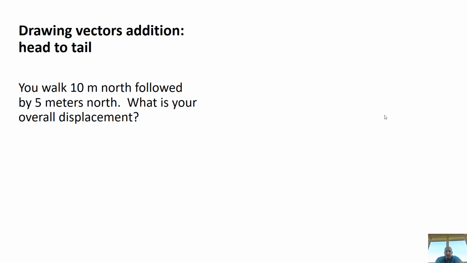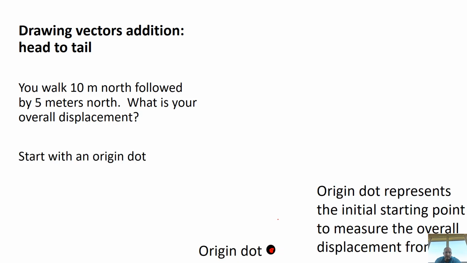We're going to start off with easy 1D motion, which we've done a little bit of before. You walk 10 meters north, followed by 5 meters north. What is your overall displacement? So anytime you do a problem like this, draw an origin dot. You're just going to draw a dot. You don't have to label origin. And you're going to start there, and then from there, next step is you're going to add your first vector.